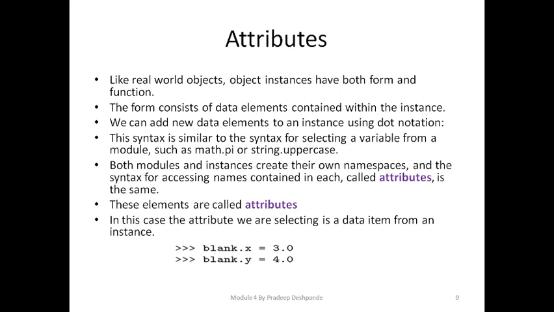Means if there are elements, there are data, there are variables inside an object, we can extract them or we can use them using the dot operator here, as we use the dot operator in case of Java. Same here, we have to use the dot operator to use any attribute related to the object. Okay, as you can see one example here, blank is object of the point class. So x and y, if they are attributes, then we have to use like blank dot x equals to 3.0 and blank dot y equals to 4.0.